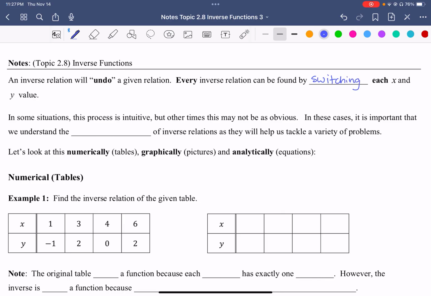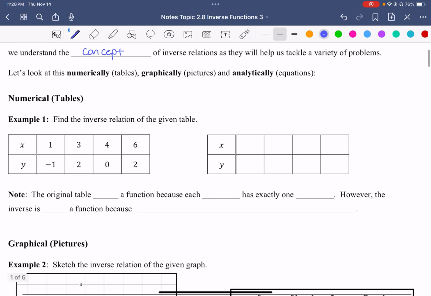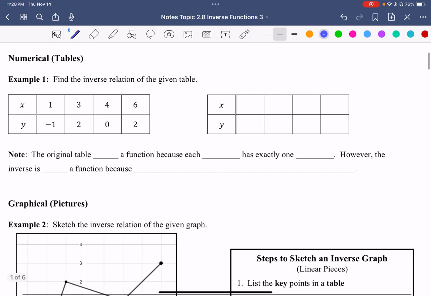In some situations, this process is intuitive, but other times this may not be as obvious. In these cases, it is important that we understand the concept of inverse relations, as they will help us tackle a variety of problems. Let's look at this numerically, graphically, and analytically. The first type that we will do is off of a table.